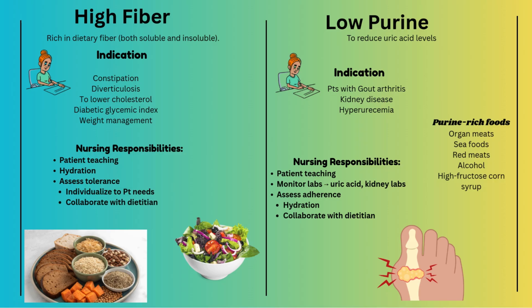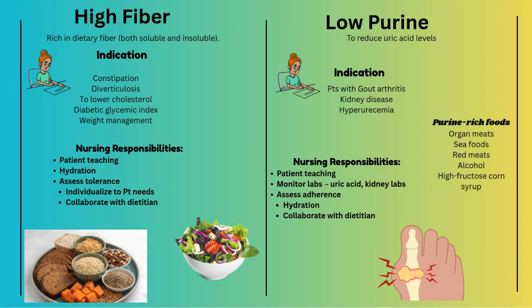Some of the nursing responsibilities would include teaching the patient the link between the purines and the gout attacks, monitoring labs like the uric acid levels and the kidney function, and encouraging hydration. Hydration helps prevent uric acid crystallization in the kidneys especially. Assess adherence to the therapeutic diet.